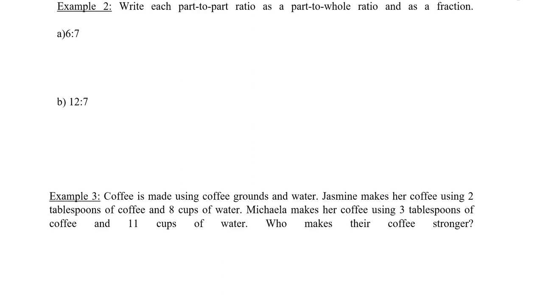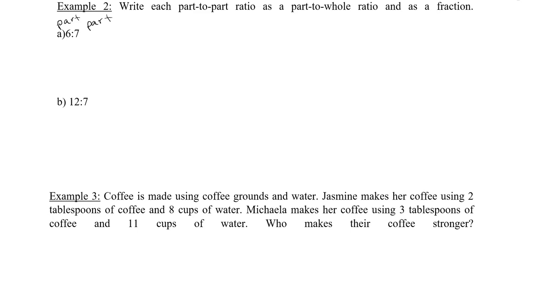Hey, now we are going to totally shift gears, and we're going to write a part-to-part ratio as a part-to-whole ratio and as a fraction. Okay, so we've got a part-to-part ratio, so we're going to say this is a part and this is a part. And we are assuming, although it doesn't say that, that these two things make up the whole.